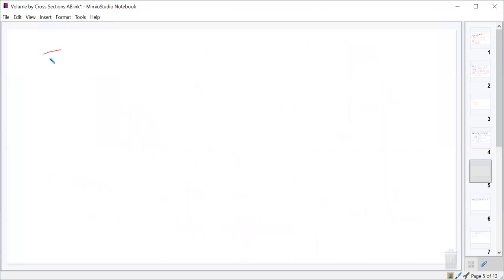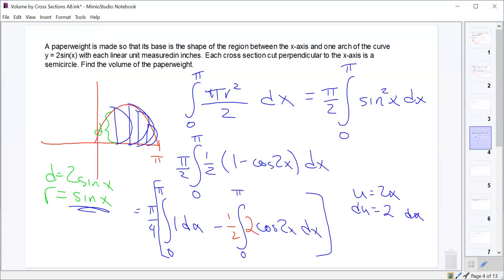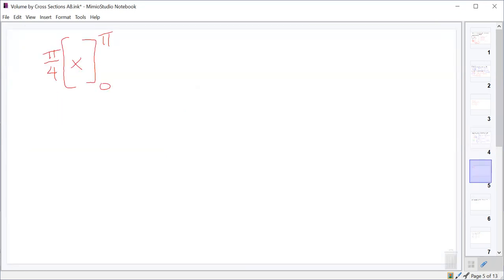We're still going to have a pi over 4 out in front. And then we had the integral of 1, right? What was the integral of 1? X. Yeah, x. From 0 to pi. And then what do we have? The second part of it is going to turn into 1/2 the integral of cosine u du. And we're going to have to be careful with our limits of integration. We'll deal with those in a second. So it's minus 1/2 the integral of cosine u du.